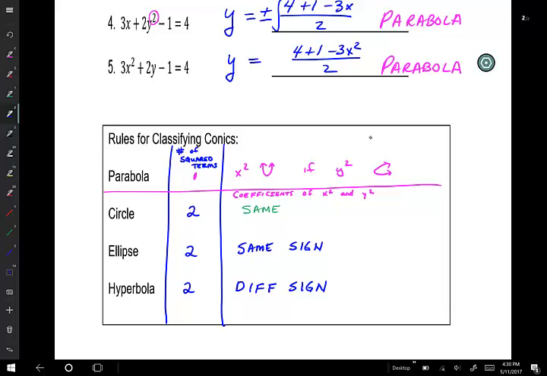So that's kind of a summary of how you can just look at an equation and determine what the signs are. Now our homework tonight is just going to be identifying what equations are. I have 7 equations on a worksheet for you, and I just want you to tell me what these are based on analyzing them and understanding these rules for classifying conics.